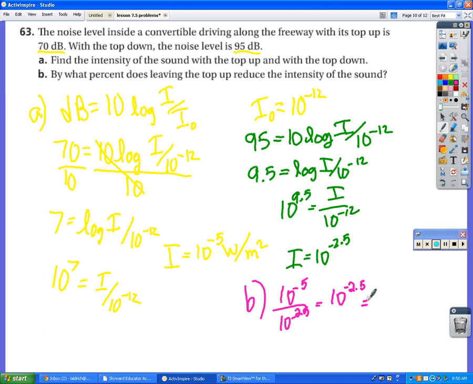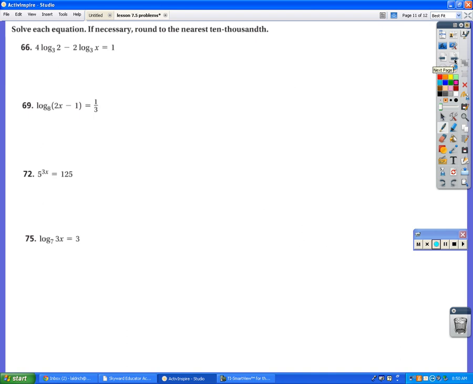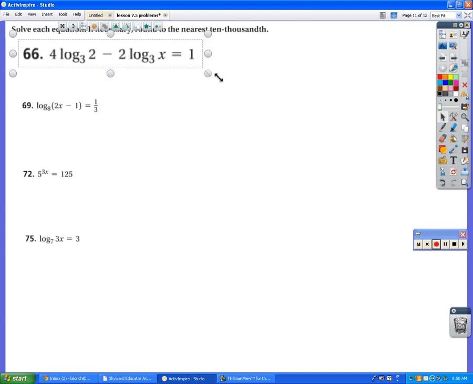So now we need to do that on our calculator. What's 10 to the negative 2.5? 0.00316. Point what? 0.00316. Okay. So less than 1% it would reduce it by? So like 0.3%. Yeah. All right, and then 66. Yes. And then we're going to turn these in. Okay, so before I can solve 66, what do I need to do?